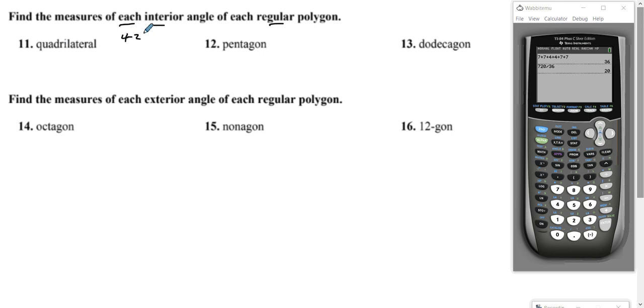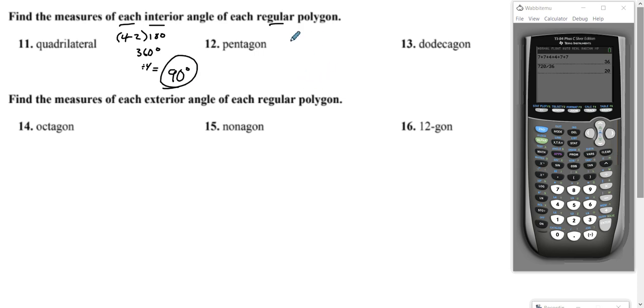So the way that you would do a problem like this is by saying, okay, so quadrilateral, 4 sides, 4 minus 2 times 180. 4 minus 2 is 2. 2 times 180 is 360. So the sum is 360. But there's 4 of them, which means all 4 are the same. Okay, which this would be a square, right? All 4 are the same. 360 divided by 4, we divide it by the number of sides, and we get 90. So each one would be 90 degrees.